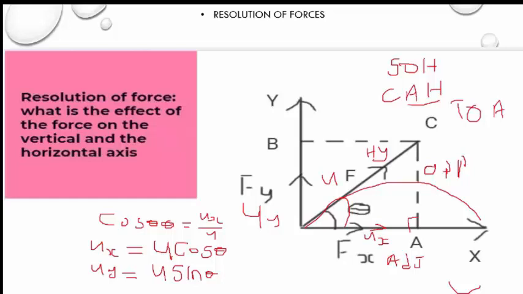Because if I want to find this second one, it will be sin theta. Sin theta is opposite over hypotenuse. What is my opposite? My opposite is my uy that I'm looking for, over what? Over hypotenuse, which is u. So u sin theta will give me uy. This is the initial velocity at the horizontal, initial velocity at the vertical axis.